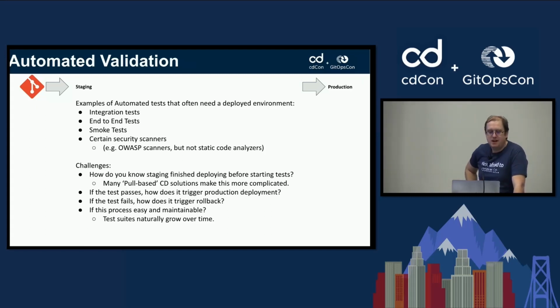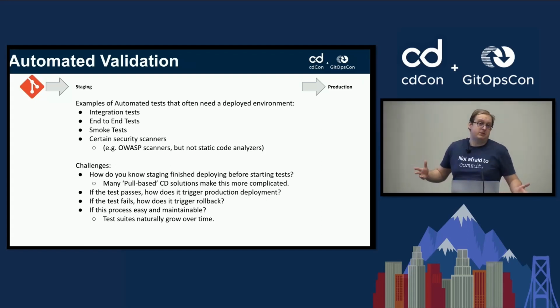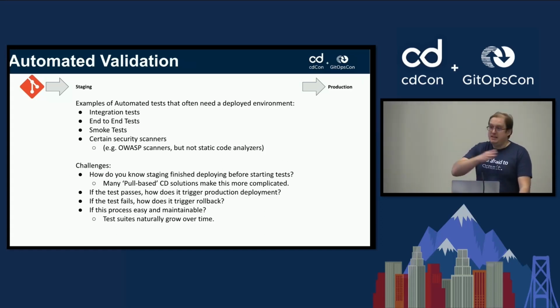Some examples of the classes of tests you want to run. Some of the security scanners. So I assume everyone uses Docker image scanners and static code analyzers. That's not what I'm talking about when I say security scanners. If you look at the OAuth scanners, a lot of them need a deployed environment to run, and basically just scan even the full web server. So those are the ones that you tend to need to mix into your deployment pipeline. There's also end-to-end tests, smoke tests, Selenium, and all of that stuff tends to need everything deployed, talking together.